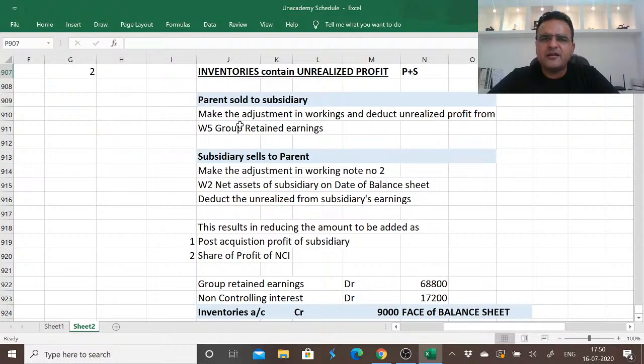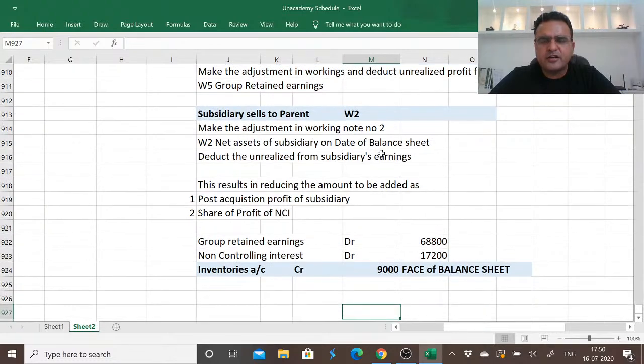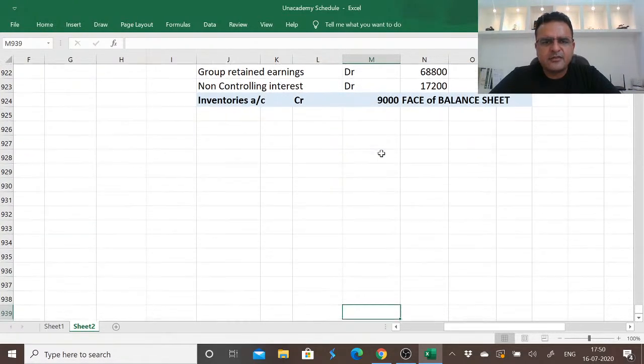If subsidiary is selling to parent, make the adjustment in working note number 2, and if parent is selling to subsidiary, make the adjustment in working note number 5. So this will be fairer, better, and we will not miss it out, and we will be able to treat it immediately while we are calculating. Otherwise, when we are consolidating the balance sheet, we may miss out on this adjustment. This is how we deal with intragroup transactions in the balance sheet and the income statement.